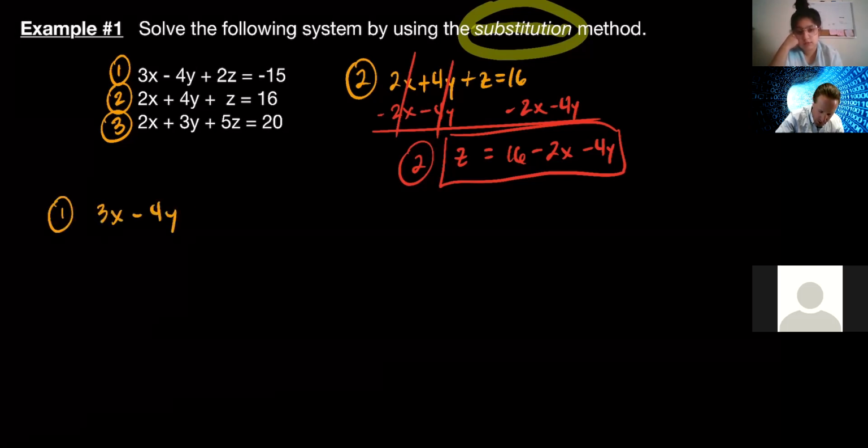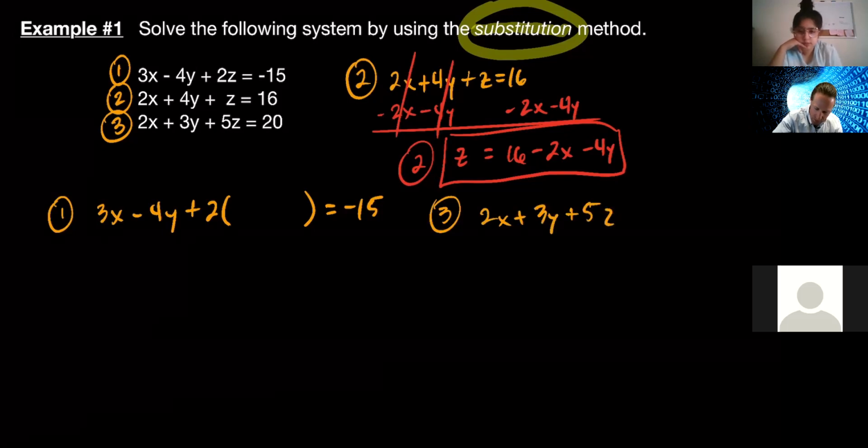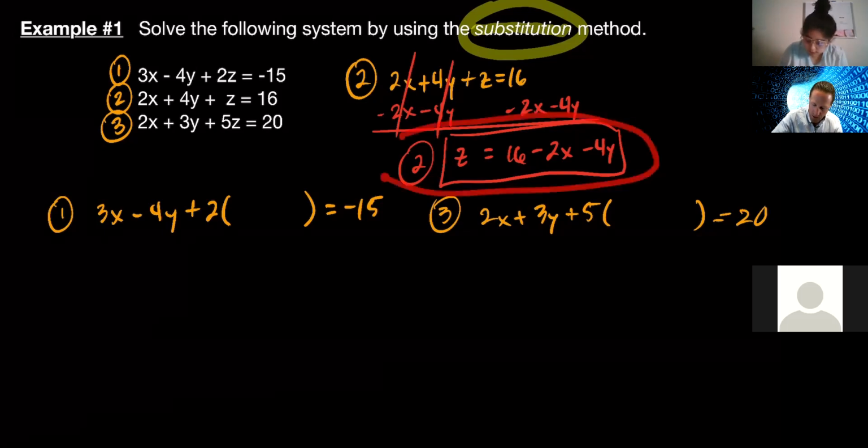3x minus 4y plus 2z is equal to negative 15. We know that. We also know equation 3 is 2x plus 3y plus 5z. But instead of writing the z just like before, I'm going to put a big parenthesis in place of it. Maybe a little bigger. And I'm going to have that equal to the 20 that it was. And what am I going to do? I'm going to substitute in what I know z is equivalent to.